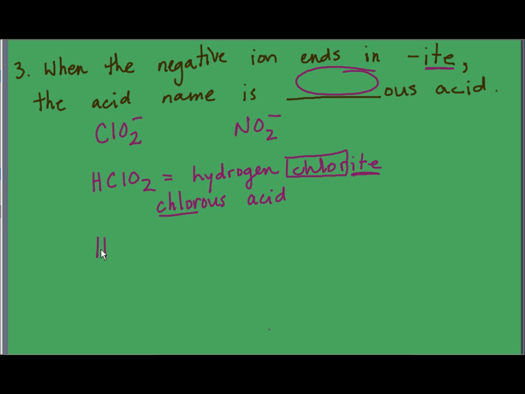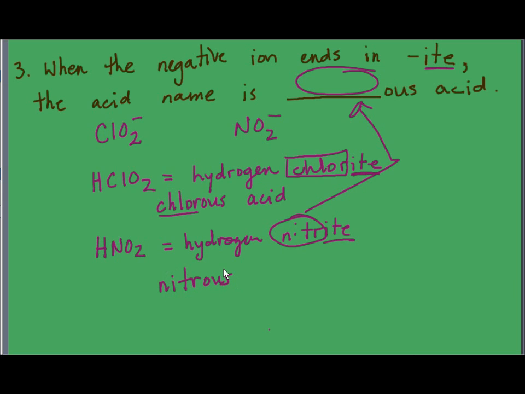And then the next one is just HNO2. Our regular name is hydrogen nitrite. We see the ITE ending, so we take our root, put it into that blank, and we have nitrous acid as our acid name. So that's pretty much it. Those are the 3 rules for naming acids. If you follow those rules and follow that pattern, you should get those right every time. Alright, thanks very much.